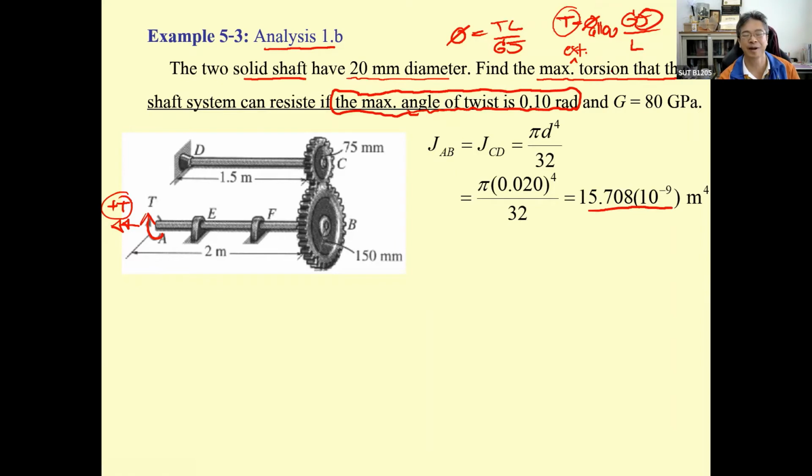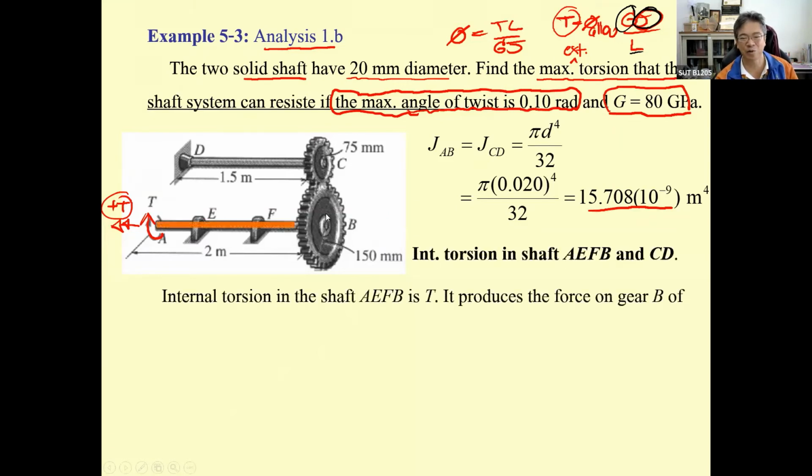So this is the first one. But the G is also 80 gigapascal. So the G is also constant for these two shafts. The G and the J are constant. But it's going to depend on the length. The length is 2 meter and 1.5 meter. And then the gear is also involved in this calculation.